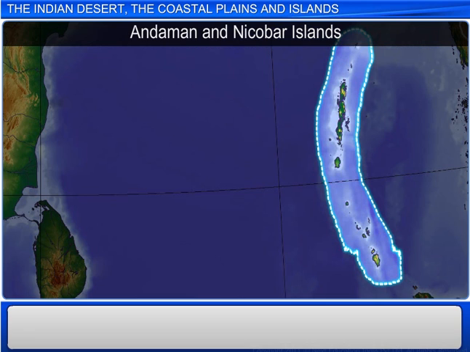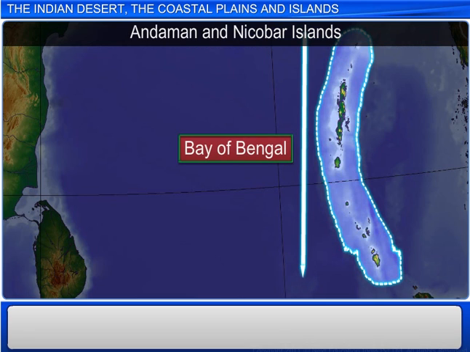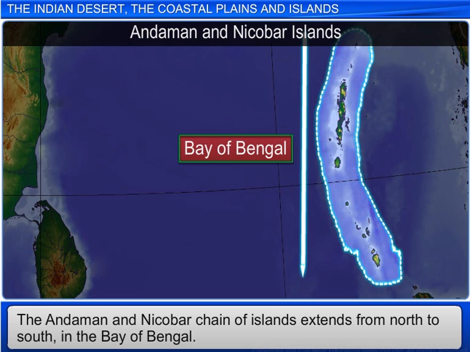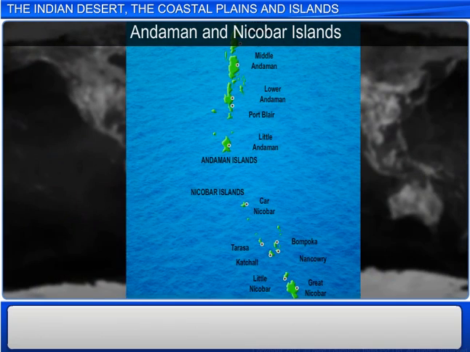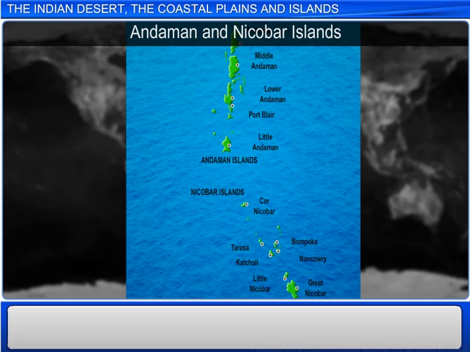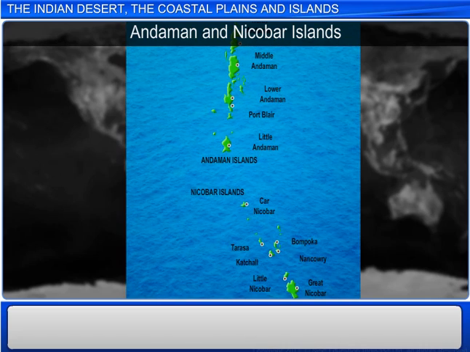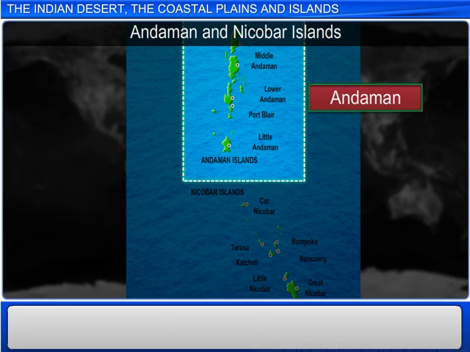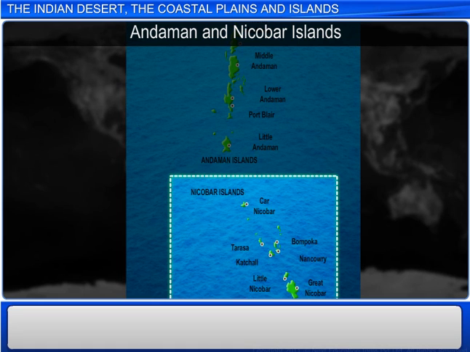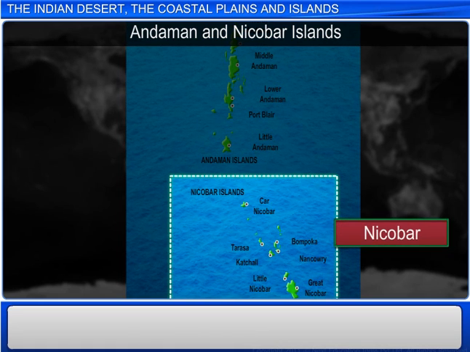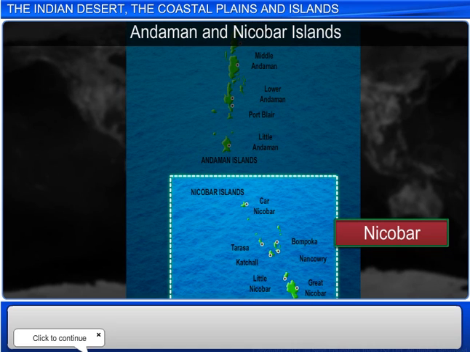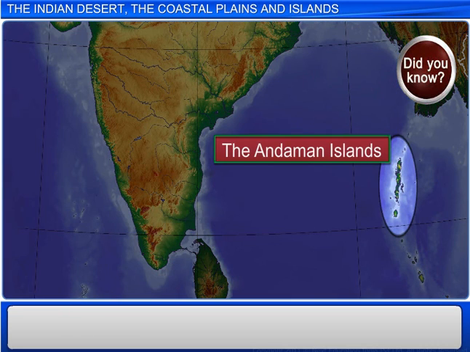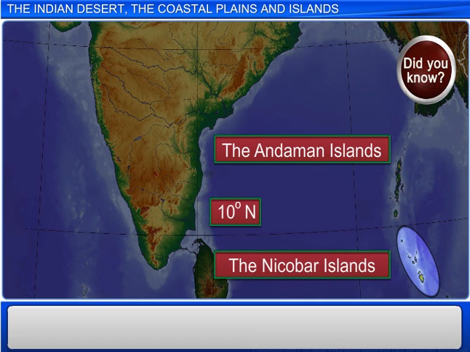It is a long chain of islands extending from north to south, located in the Bay of Bengal. There are numerous scattered islands in the chain. Most of them are bigger in size than those in the Lakshadweep Islands. The entire group of islands is divided into two broad categories. The northern islands are called the Andaman, and the southern islands constitute the Nicobar category. Did you know? The Andaman Islands and the Nicobar Islands are separated by the 10-degree north parallel.